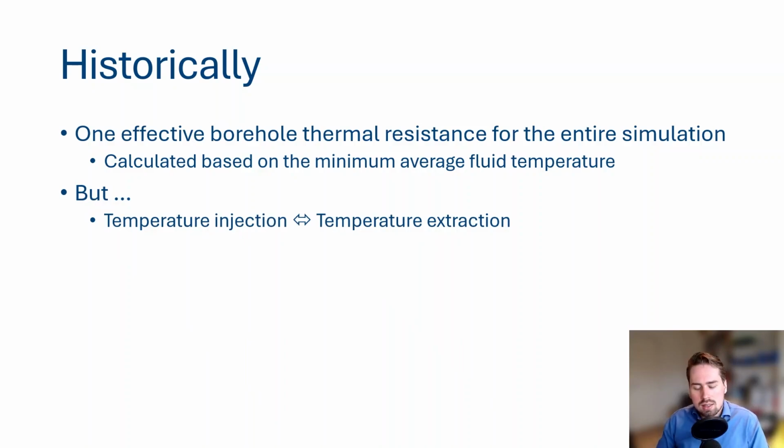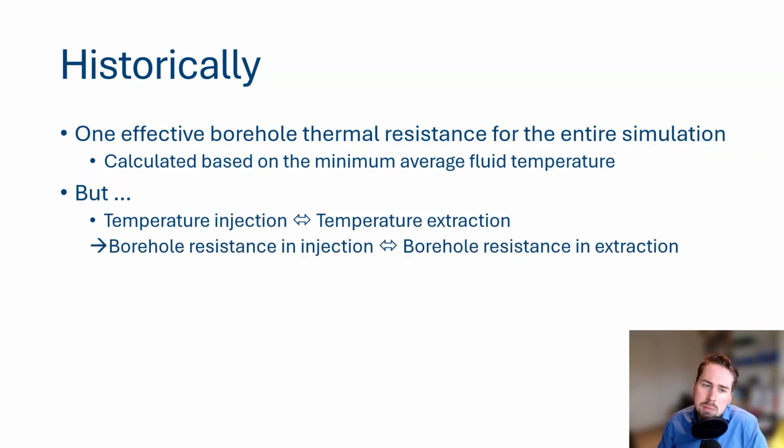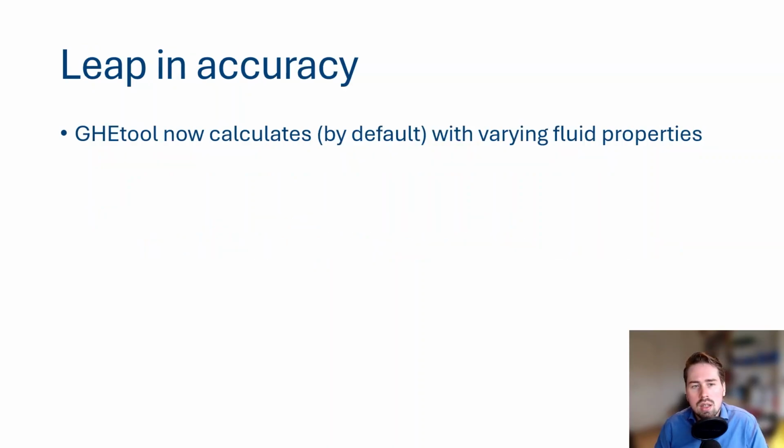The thing is that the temperature we have when we inject heat into the ground, when we're cooling, is actually quite different from the temperature we get when we're extracting the heat from the ground. And hence we also expect that the borehole resistance will be different in injection and extraction. And that's actually the improvement we made with this newest update of GHEtool. What we did is we now calculate by default with varying fluid properties. You can disable it, and we will go over that in just a second.